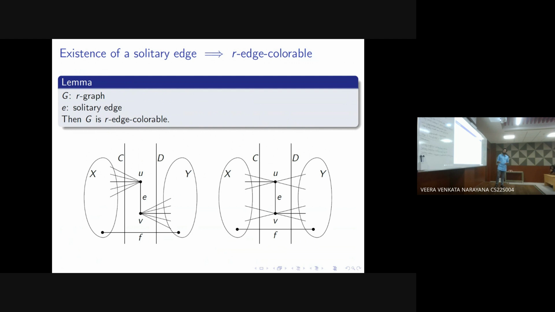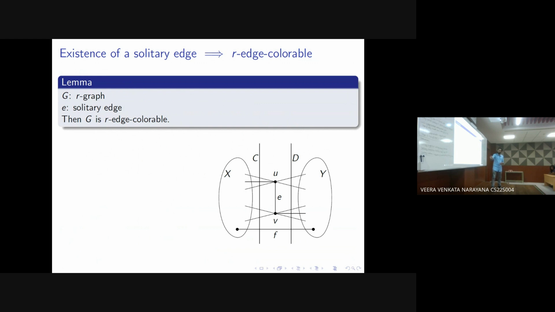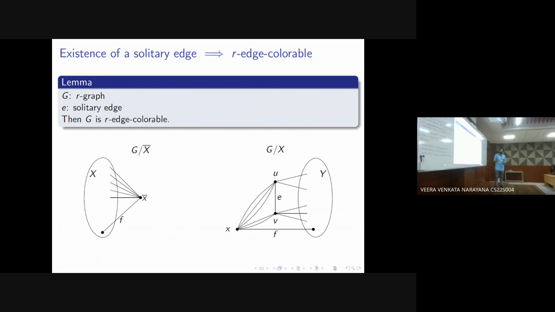So in the other case, at least one of X or Y has cardinality strictly greater than 1. I'll show the proof for this; the same goes through for the other. Let's assume the cardinality of X is at least 3. Now we are going to shrink X into a single vertex, and X bar, which means Y union uv, into a single vertex, and we will get two smaller graphs like this.